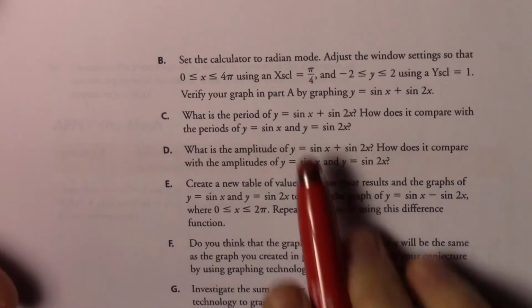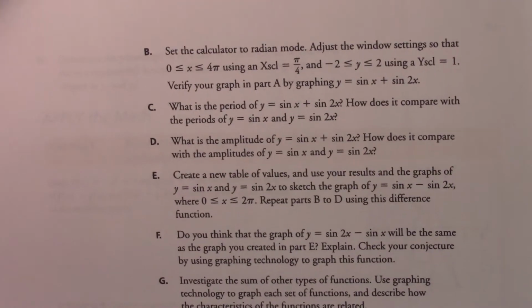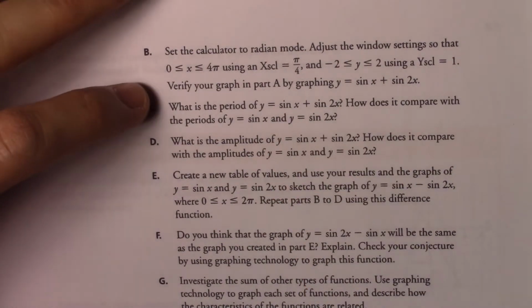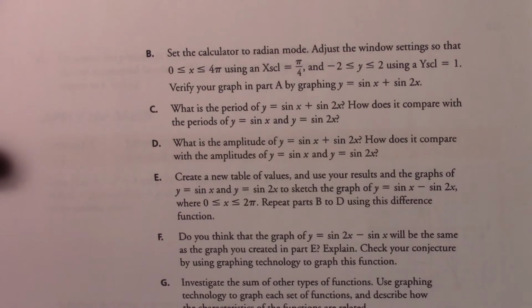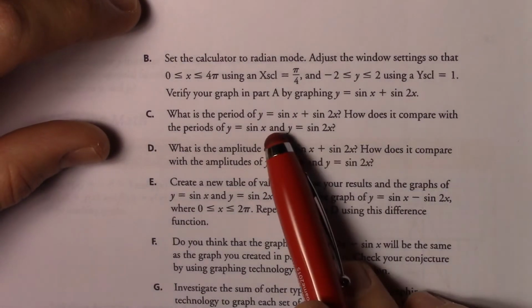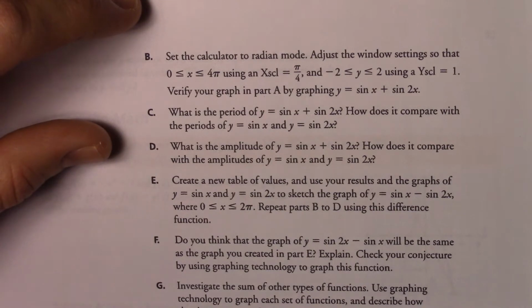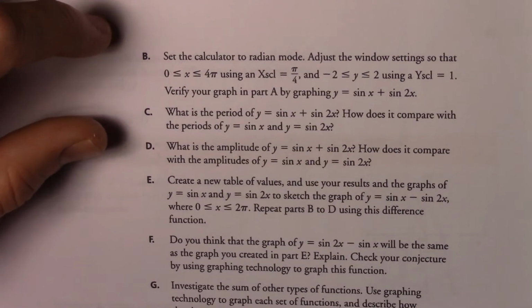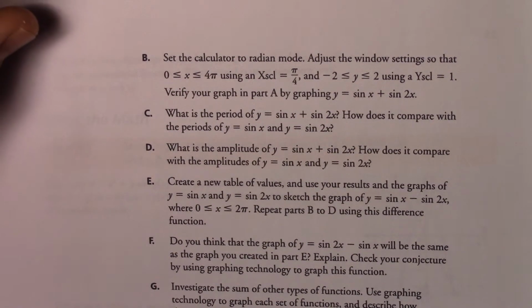B says, set the calculator to radian mode, adjust the window settings, and graph. Verify your graph in part A by graphing y equals sine x plus sine 2x. So that was what I just showed. There's your graph. And you'd get that if you use a graphing calculator. What is the period of y equals sine x plus sine 2x? How does it compare with the periods of y equals sine x and y equals sine 2x?